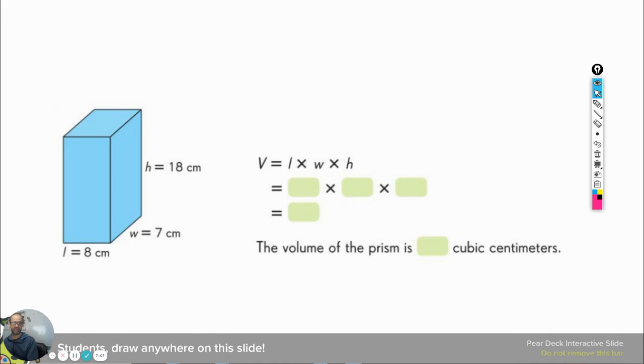Boom. Did we all get 1,008 by doing 56? 7 times 8 is 56 times 18, 1,008. 1,008 cubic centimeters.